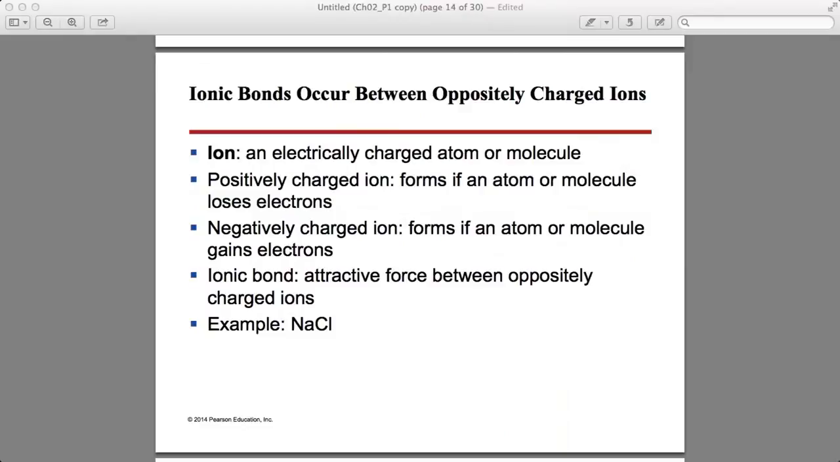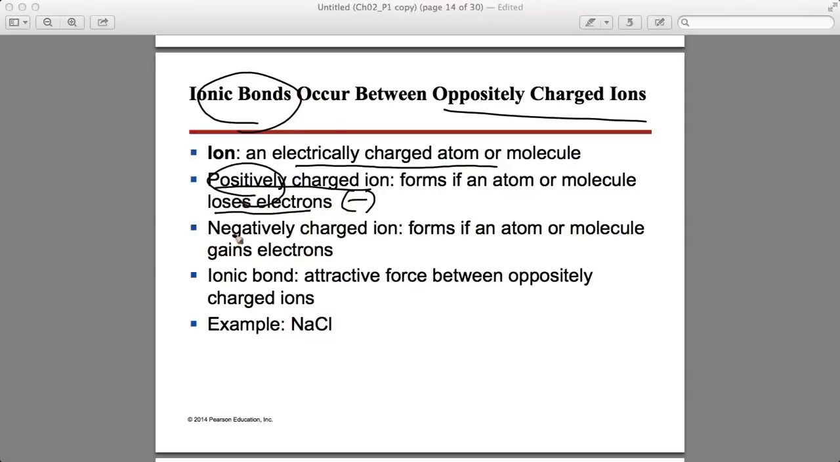Compare covalent bonds with ionic bonds. In this case, you have two atoms that are charged that come together to form an ionic bond. These are oppositely charged ions. How do you get a charged ion? Well, a positively charged ion forms if an atom or molecule loses electrons. So if you lose negative charges, you become more positive.